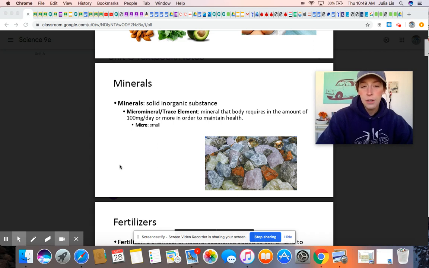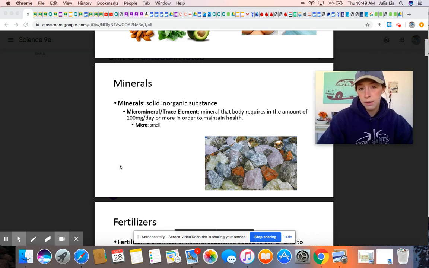A term that you would have had to know for your PAT, which isn't something that I would really stress too much about, is a micromineral. So micro, okay, microscopic is referencing something that is small. Macro would be something that's large.